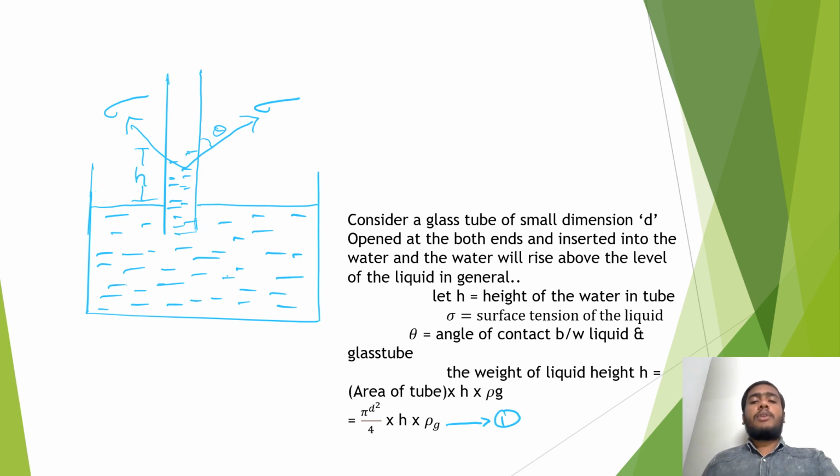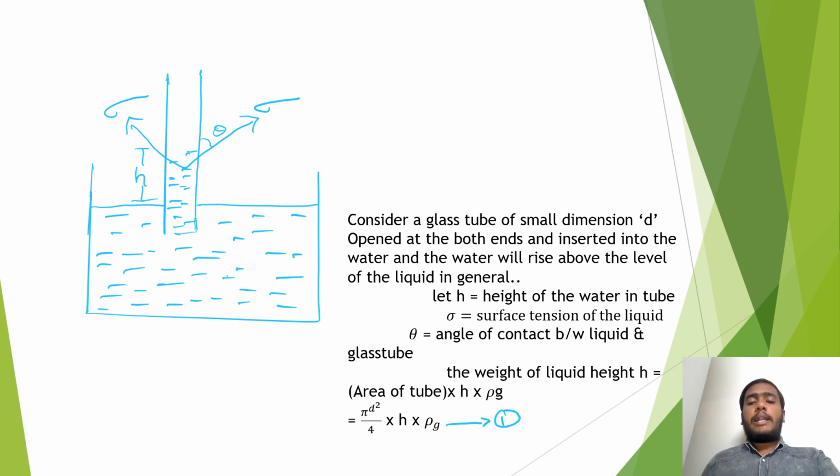Look into the diagram carefully. Consider a glass tube of small diameter d, open at both ends and inserted into the water, and the water will rise above the level of the liquid in general. Let h be the height of the water in the tube. Sigma is the surface tension of the liquid. Theta is the angle of contact between liquid and glass tube.